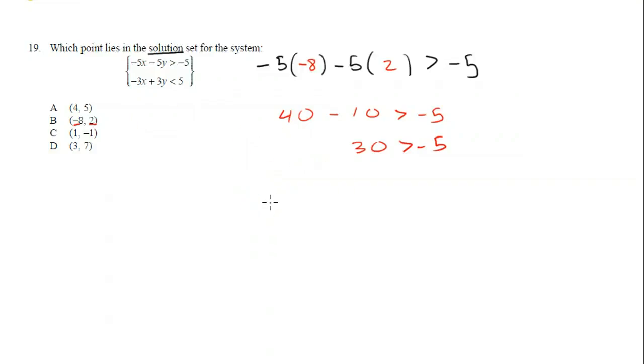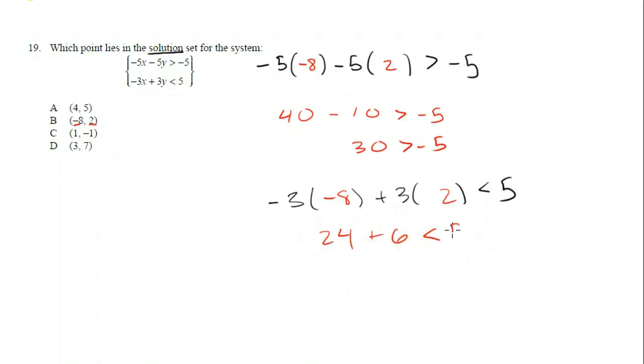So the other one says that negative 3 times x plus 3 times y is less than 5. And I'll sub in the same negative 8 and 2 into there. So if I plug in negative 8 for x and 2 for y, I'm going to get positive 24 plus 6 is less than 5, which says that 30 is less than 5, which is not true. 30 is bigger than 5, so it's still not that one.